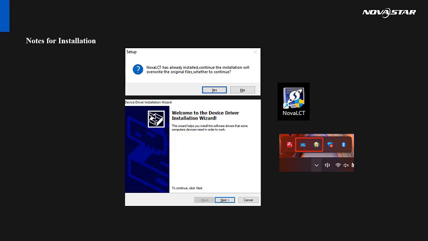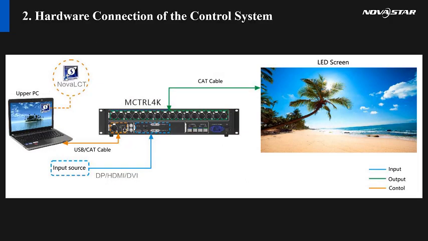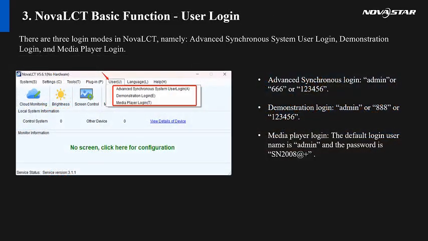Okay, number two, hardware connection of the control system. Normally, we need a computer to run NovaLCT and use a USB cable or CAT cable to connect this PC to the controller. And then we could also connect the HDMI or DVI on the controller to the PC. On the top line, we could find some ports on the controller. This port is used to connect with your LED screen. Okay, after resetting all the control system, let's move into the number 3 function, user login.